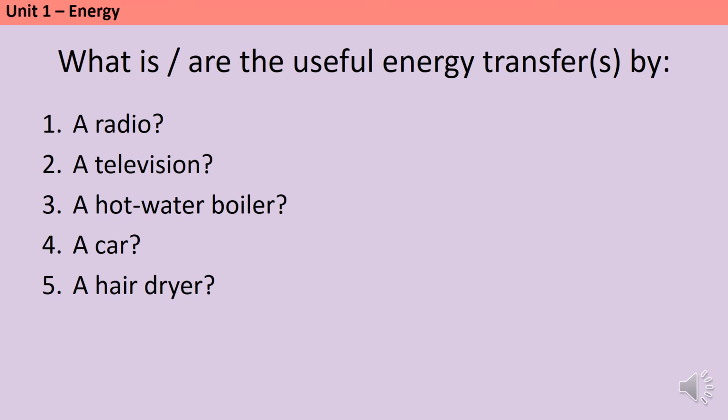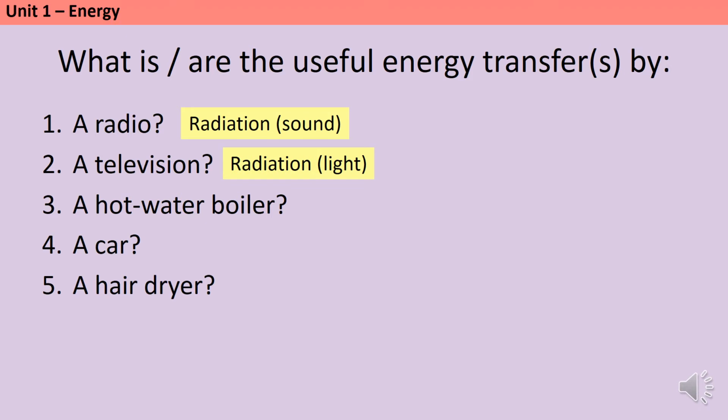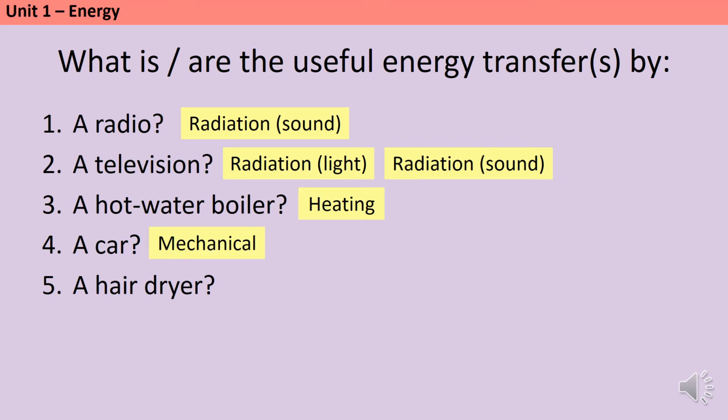The radio is transferring energy usefully by radiation, because sound counts as a type of radiation. The television, likewise, is also producing radiation, both light and sound. The hot water boiler is an easy one because it's transferring useful energy as heating. The car is going to be mechanical because the useful transfer is that driving force pushing the car along.